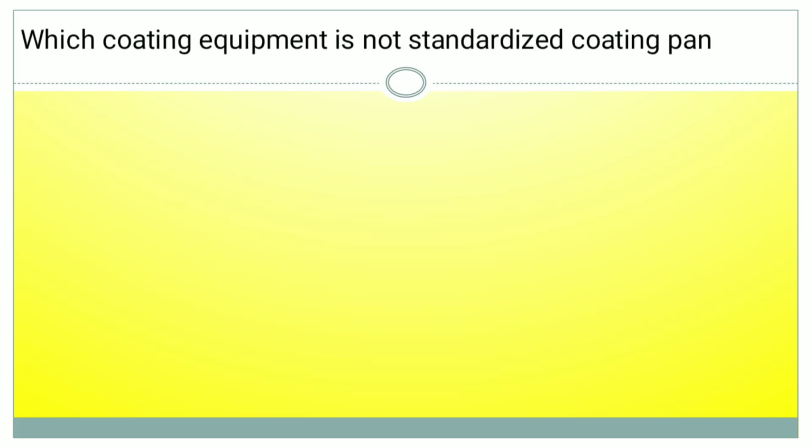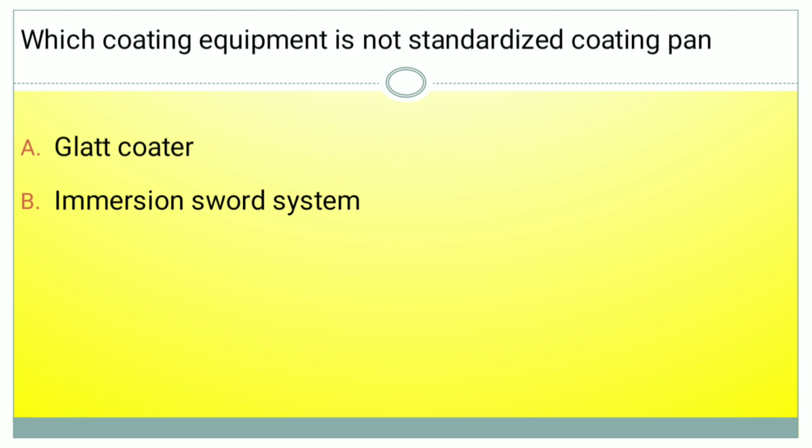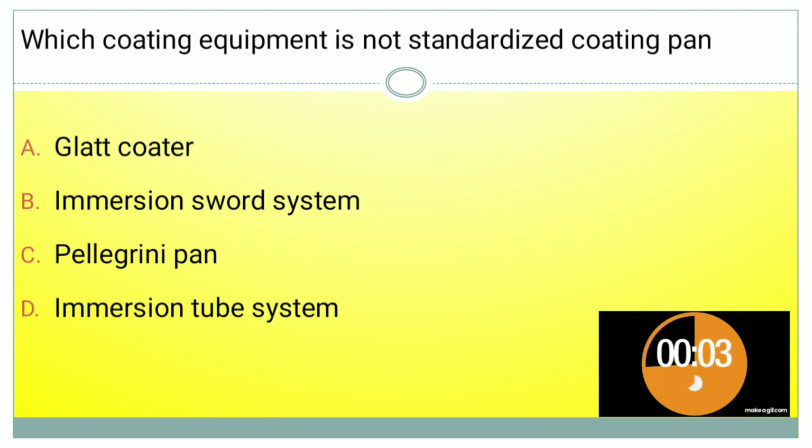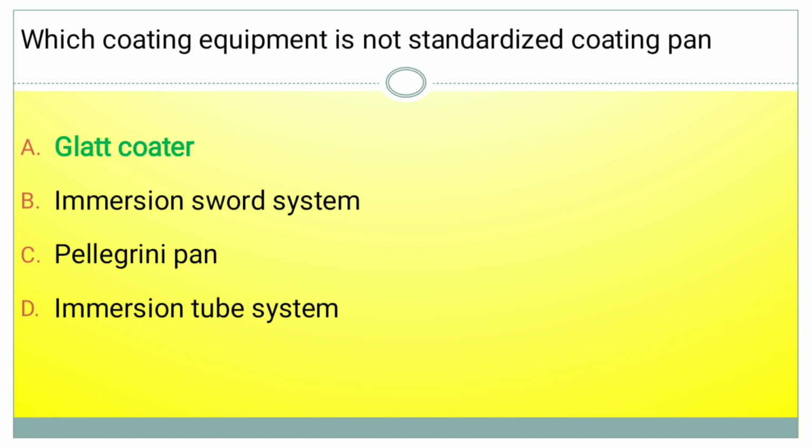Then moving to next question. The question is, which coating equipment is not a standardized coating pan? I repeat the question. Which coating equipment is not a standardized coating pan? And the options are option A, Glatt coater, option B, immersion sword system, option C, Pellegrini pan, and option D, immersion tube system. So you can take 10 seconds to think of the right answer. And the right answer of this question is option A, Glatt coater. Glatt coater is a perforated coating pan and not a standardized coating pan.